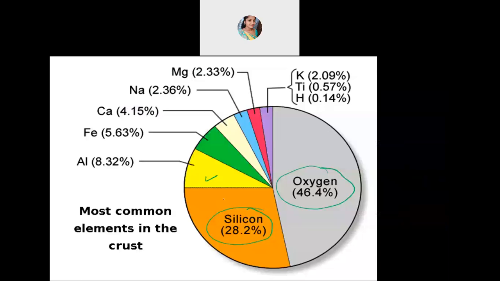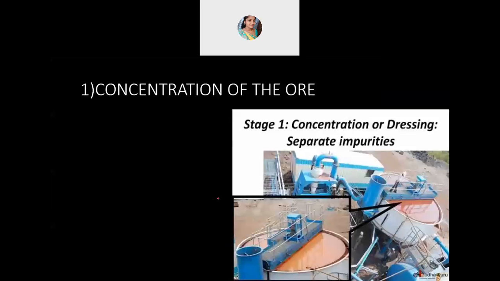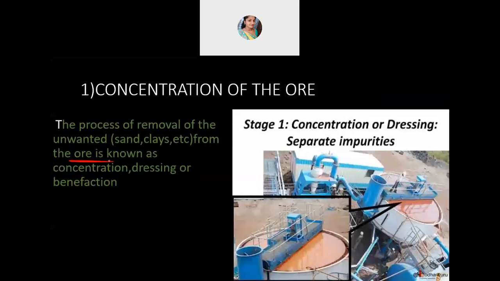This is a pie chart, and after that we started with concentration of the ore. Concentration is where you try to remove the unwanted impurities from the ore, which are associated with it. You have to clean it out. In simple words, it is just cleaning.